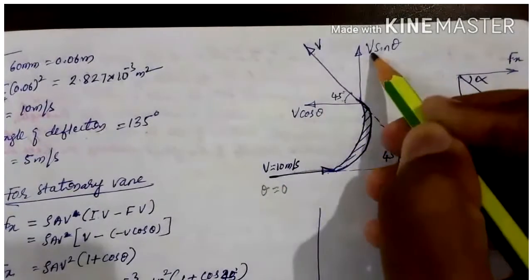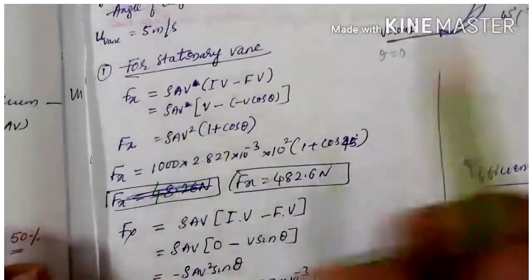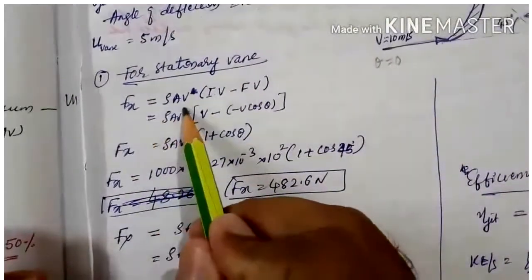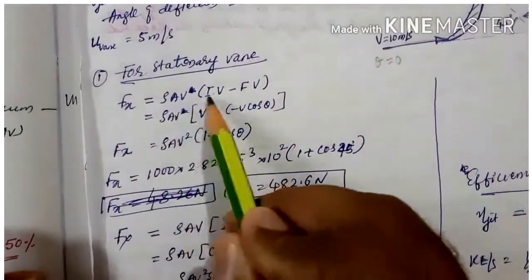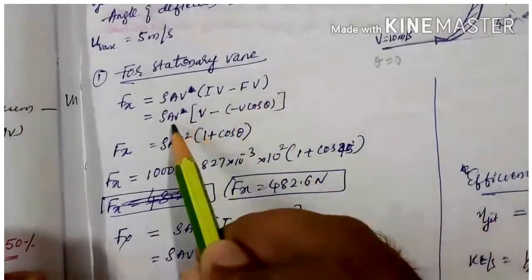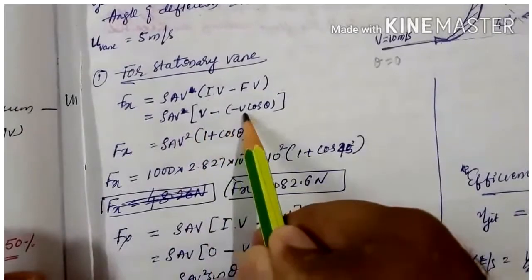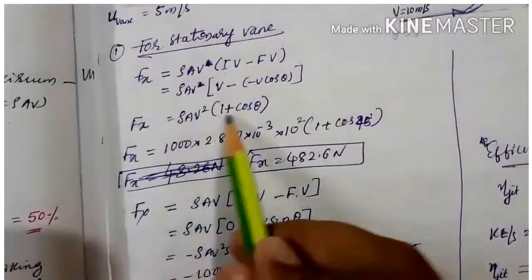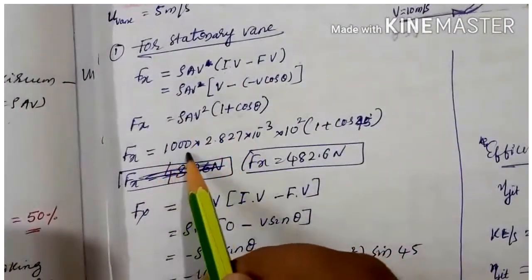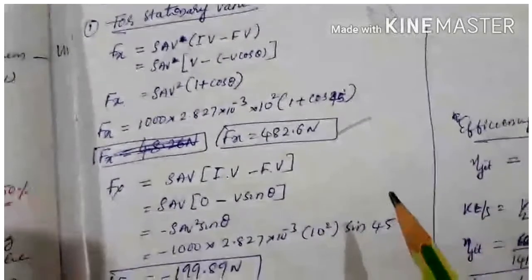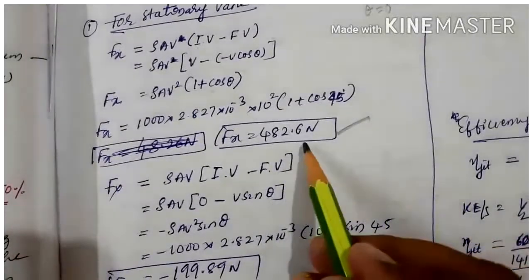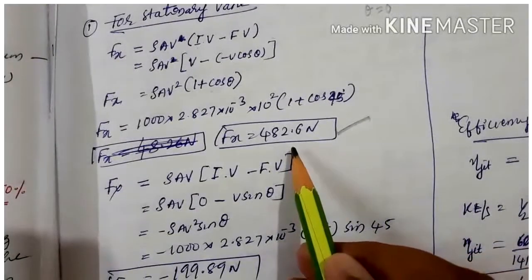that is v cos theta and v sin theta. Then apply the impulse momentum principle, Fx equals rho a v, that is mass per second, into initial velocity minus final velocity. Then rho a v, initial velocity is v minus v cos theta. Then we get minus v cos theta here. Then we get Fx equal to this one. Then substitute all the given data here. We get this much as the force exerted by the jet in the x direction for a stationary vane.